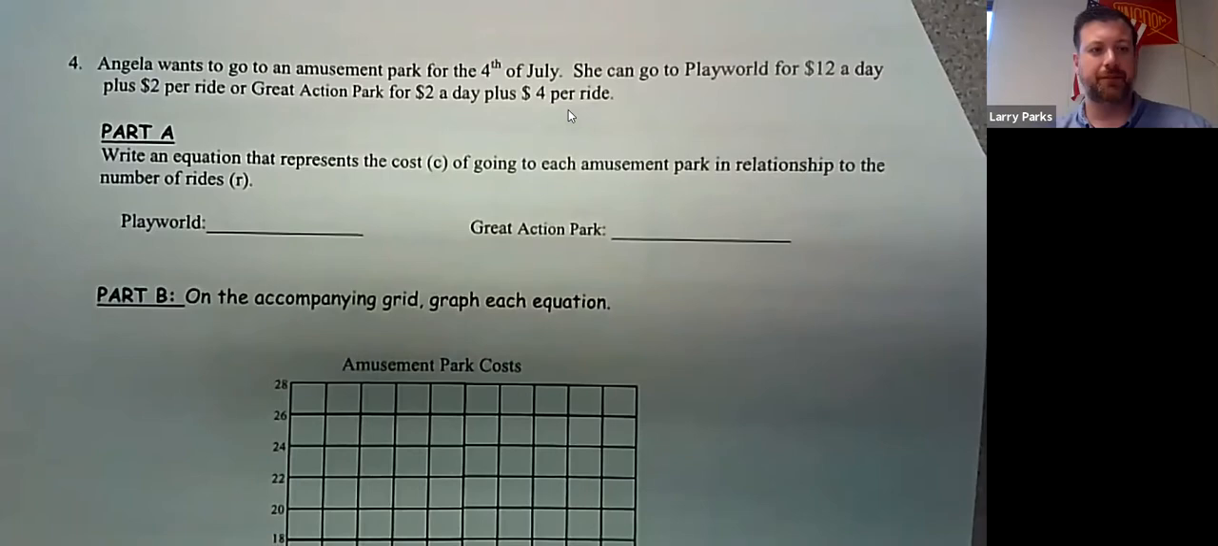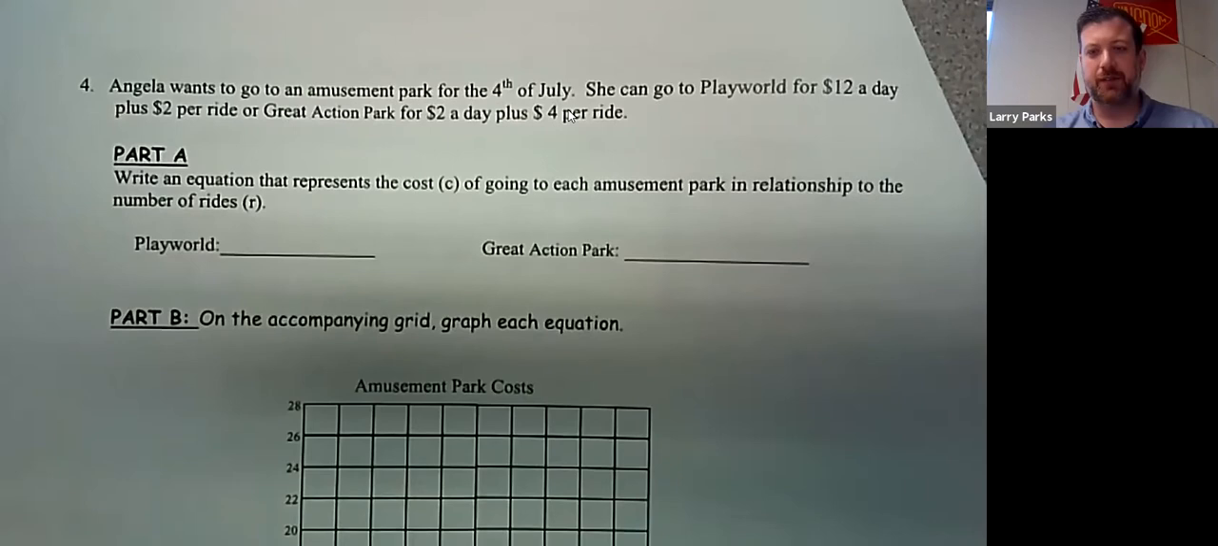This is most likely our last example. Angela wants to go to the amusement park for 4th of July. She could go to Play World or another place called Great Action Park. Play World is $12 a day plus $2 per ride. And then the other one is $2 a day plus $4 a ride.